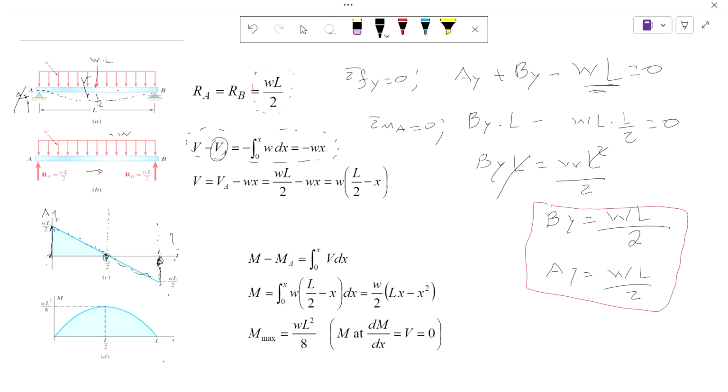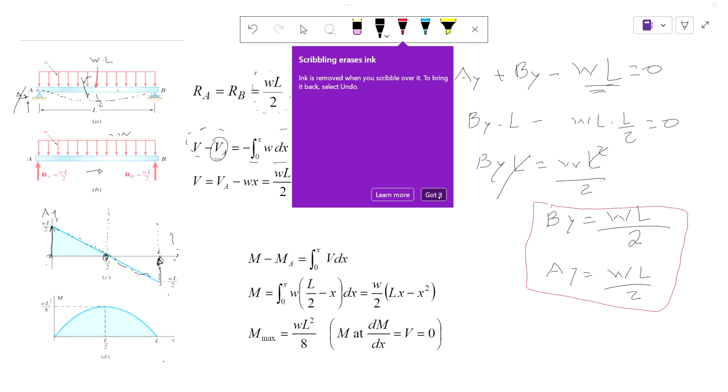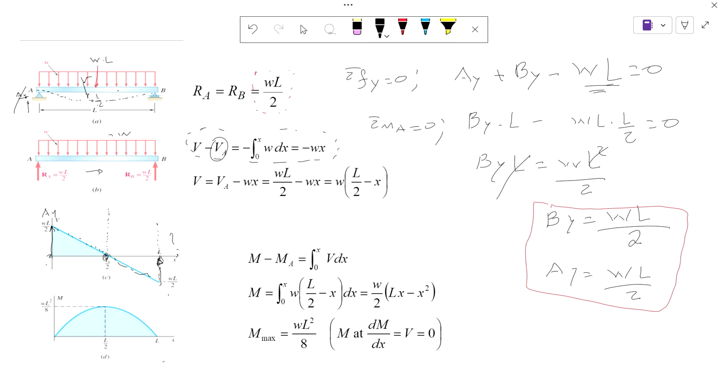The shear force is 0 at L over 2. The shear force is 0 right here. And that's because we have this maximum deformation, it's a flat. If you notice here, the gradient is 0. This is a change in deformation back up. So that's why this point has a shear of 0.